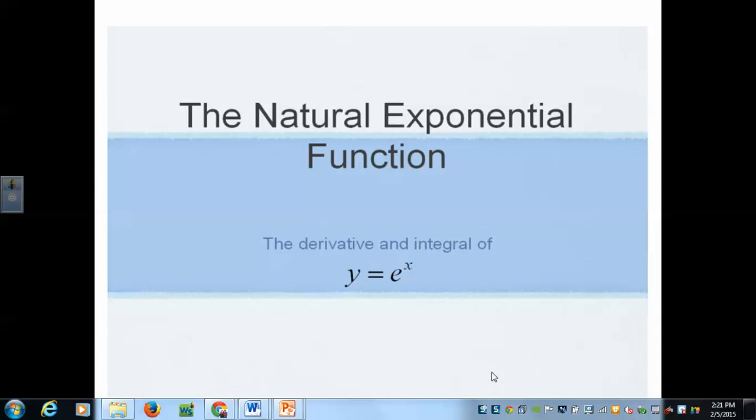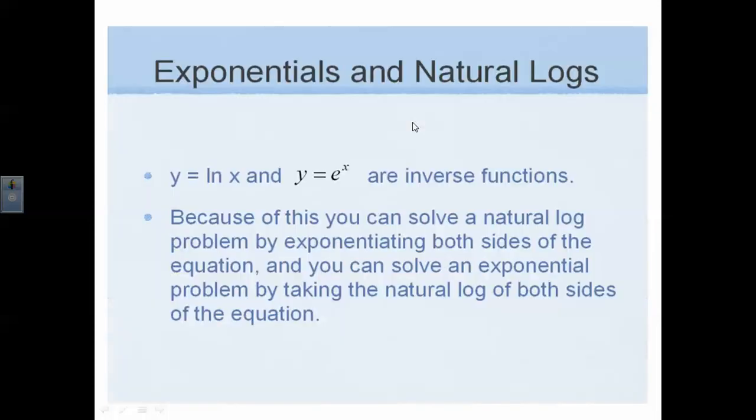Okay, so this is going to be our lesson on the derivative and integral of y equals e to the x. All right, so what we're going to do first is discuss a property of natural log and e to the x and their inverse relationship, because we're going to use that to develop the derivative of y equals e to the x.